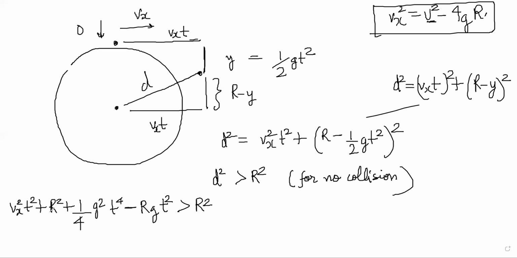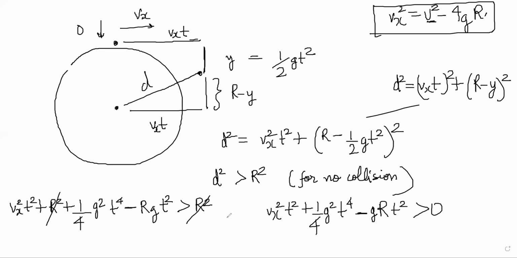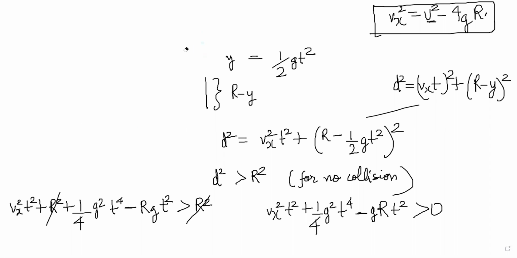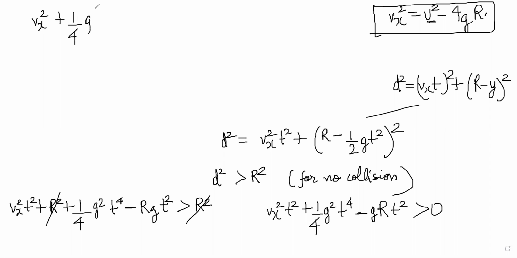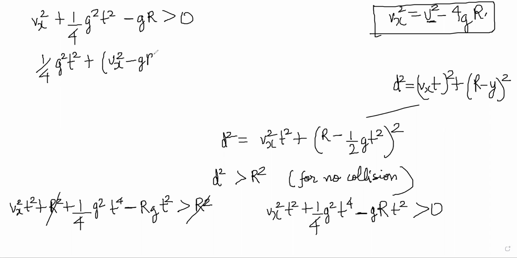This is the condition. After expanding the square, r square gets cancelled, and what we have is vx square t square plus 1 by 4 g square t power 4 minus gr t square is greater than 0. One t square can get cancelled here. So the condition that we get then is: 1 by 4 g square t square plus vx square minus gr is greater than 0, right?